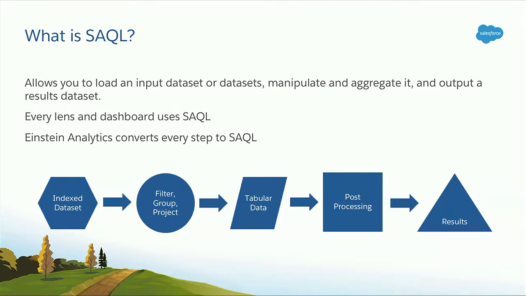Every lens and dashboard uses SAQL. Einstein just converts those steps into SAQL and then returns them as JSON. So inadvertently, you've done this. So how does it work? This is kind of the process here.